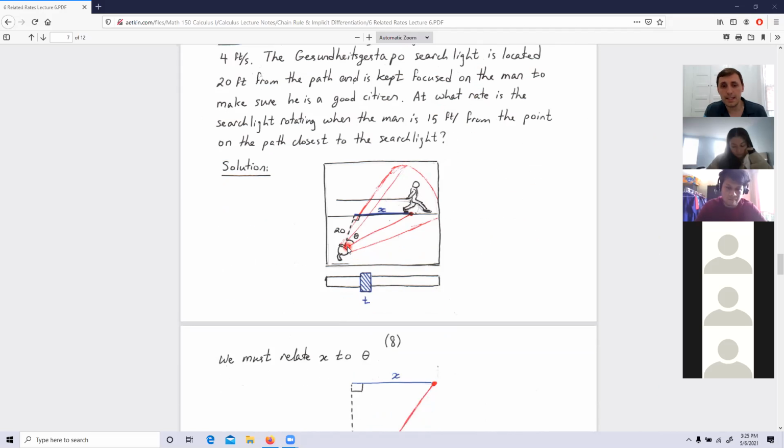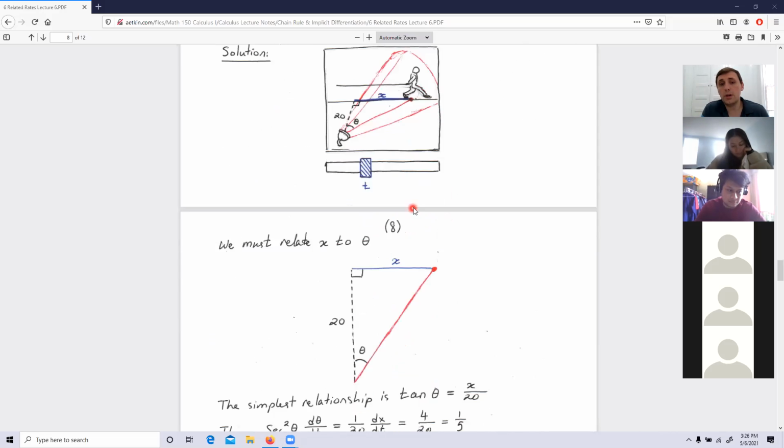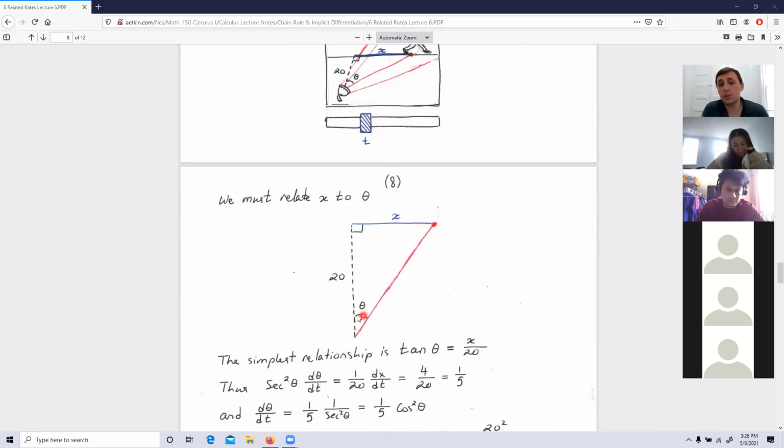Here is the distance 20 feet from the wall. And here is the distance that this person has traveled along that wall. And so what is really happening here, and here is the angle. The searchlight is turning to keep the laser focused on that man. Do you see this picture? So what's changing? X is changing, this length of the laser is changing, and the angle is changing.